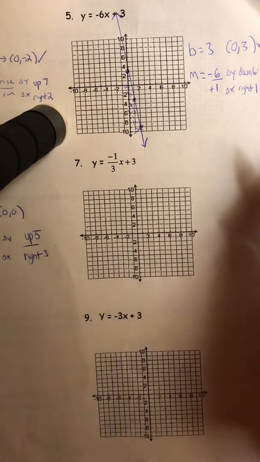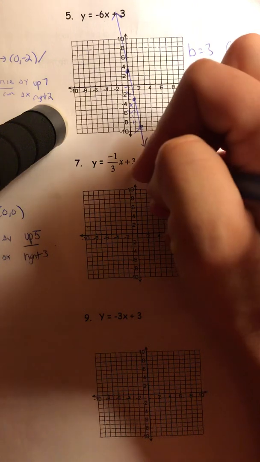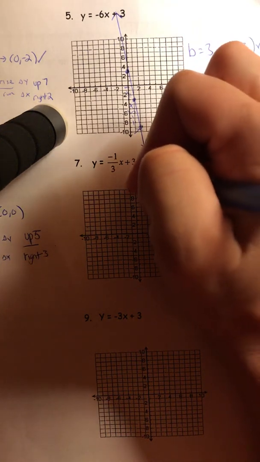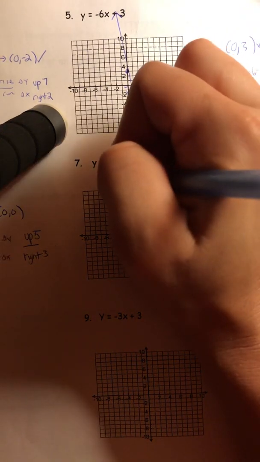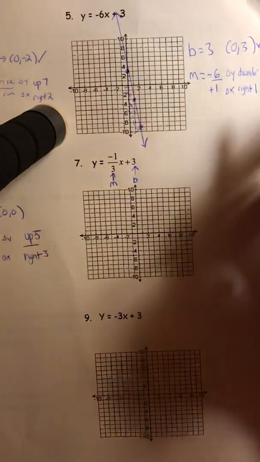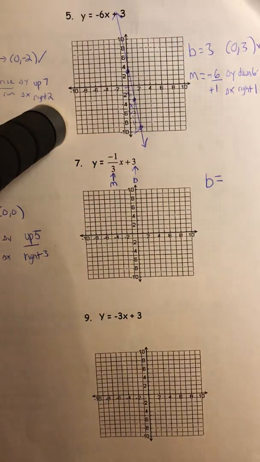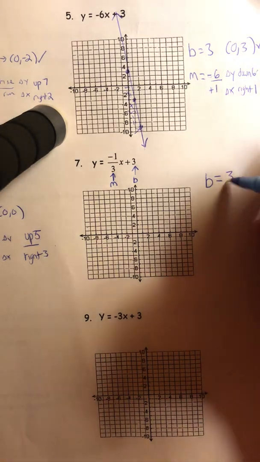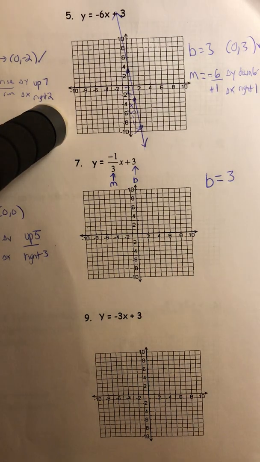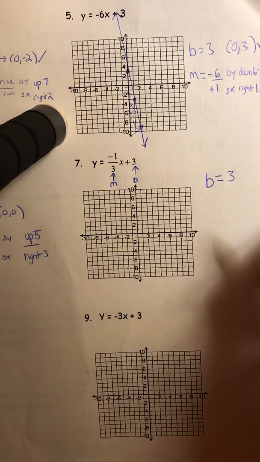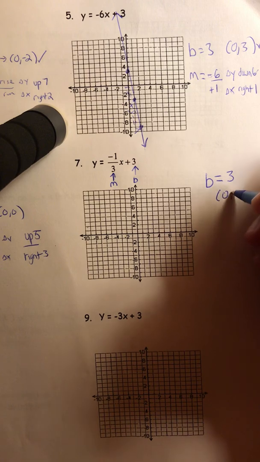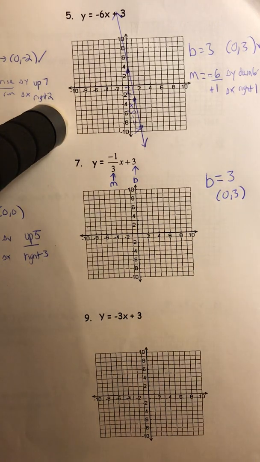So number 7, first thing you're going to do is identify the y-intercept. So this is B, and this is your slope. So if B is 3, where are we going to mark on this graph? Where's our first point? Okay, so hopefully you tried it or answered me. First point is at (0, 3).